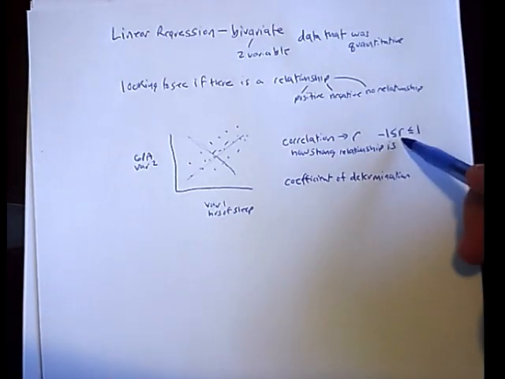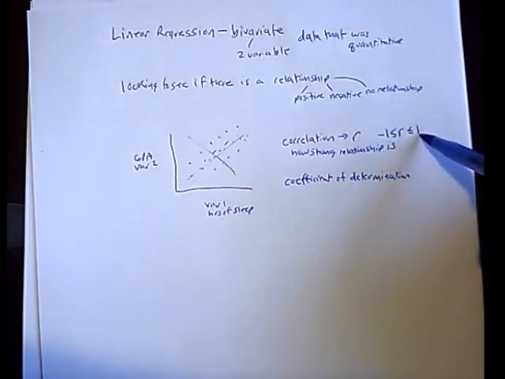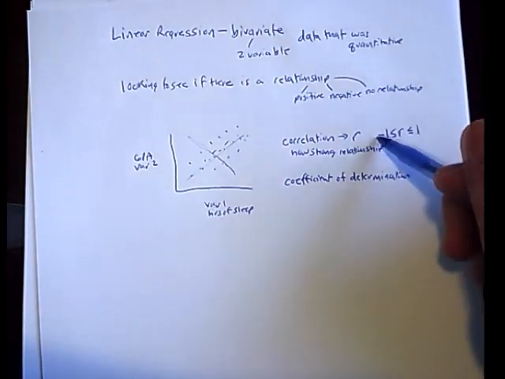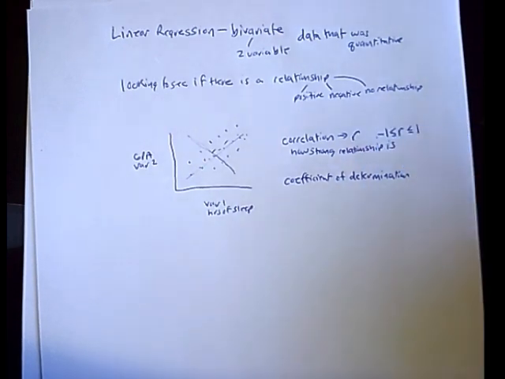The closer it is to 1, the stronger the relationship, or the closer it is to -1. So we can characterize the relationship as being very strong, moderate, or weak, for the most part.